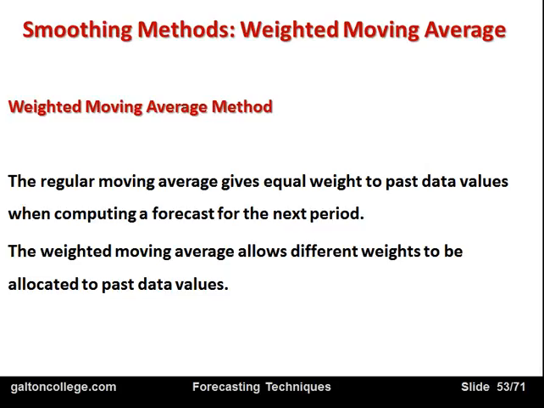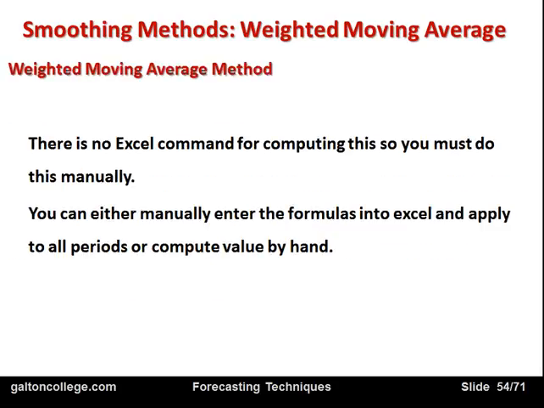The weighted moving average allows different weights to be allocated to past values. So it's seen as a more appropriate method, in the sense that it allows for most recent experience. Unfortunately, as far as I can see, there is no Excel command for computing this, so you must do it manually. You can enter formulas into Excel and manipulate them to do it and move it around by hand. But there isn't a command as far as I can see for it. If you do find one, or if one comes out in a later edition of Excel, then do let me know.